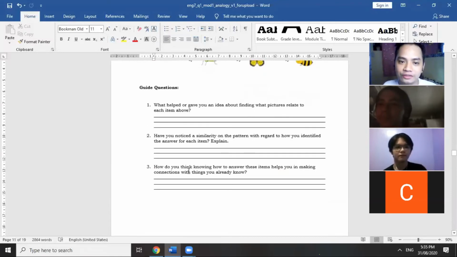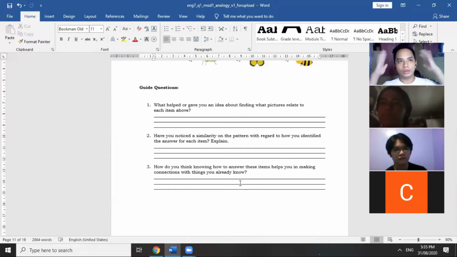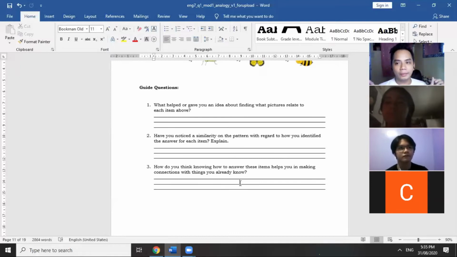And last question for the guide questions. How do you think knowing how to answer these items helped you in making connections with things you already know? Again, how do you think knowing how to answer these items helps you in making connections with things you already know? There are things you already know, but knowing about analogy, how do you think it helps you?